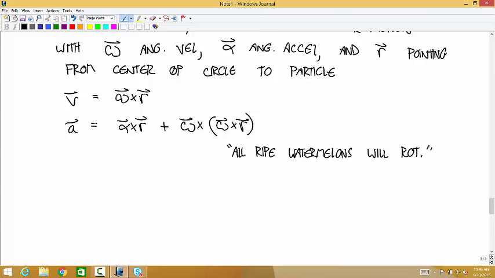So this alpha is an A and this omega is a W. All ripe watermelons will rot. The watermelon equation, that's what I'm going to call it. I'm pretty sure it's in the list of programs for calculators. We'll use it all the time, so it's nice to be able to enter these three vectors and have it do that equation for you.